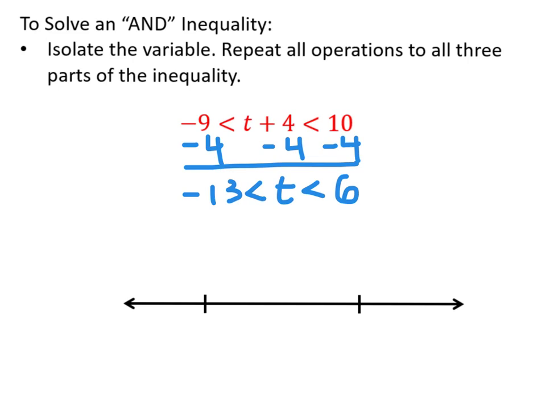So we're going to have an open circle at -13, an open circle at 6, and I'm shading in between.